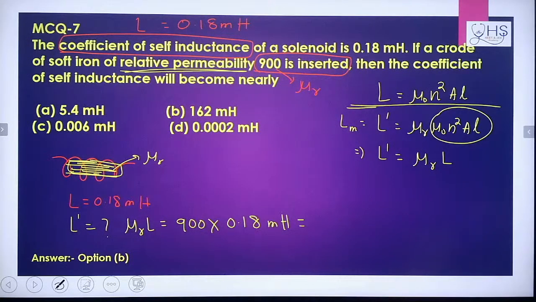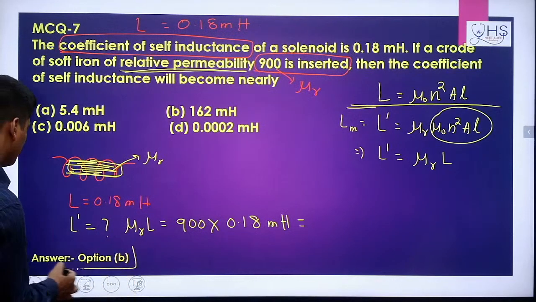Okay. So option A is given 2.4 and option B is given 5.4. Option A is given, and option B is given 162. So 900 into 0.18 you do. You check, the answer is coming 162, and here the answer is given also option B.